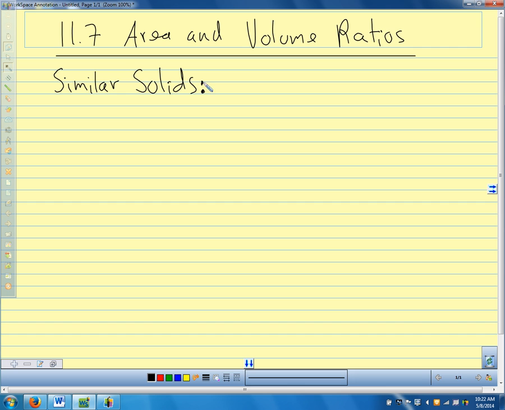Well, what's one thing that we know for sure has to be true about these solids for them to be similar? They have to be the same shape, right? We can't have a sphere be similar to a cone. If you were talking about a polyhedron, they have to have the same number of sides. They have to have the same configuration. So to be similar, they have to have the same shape.